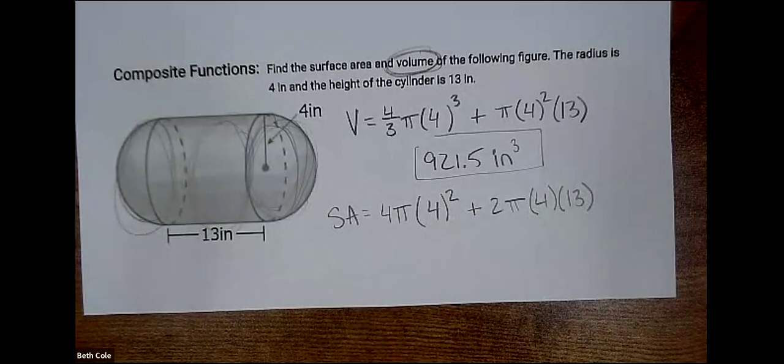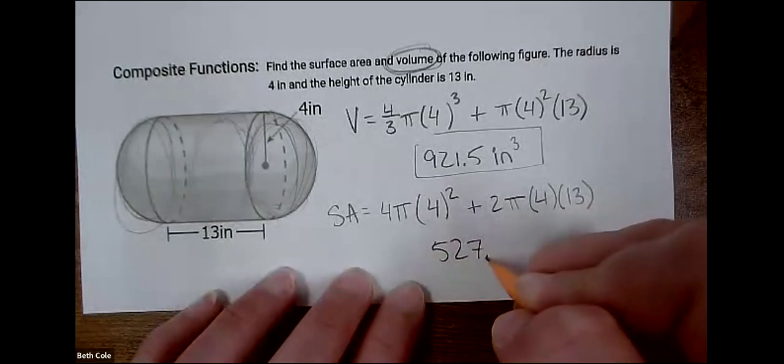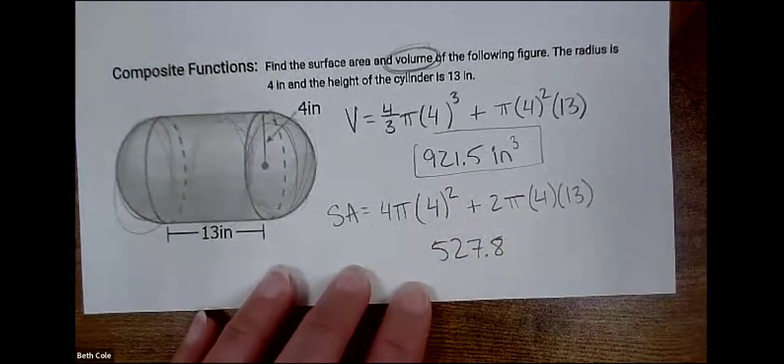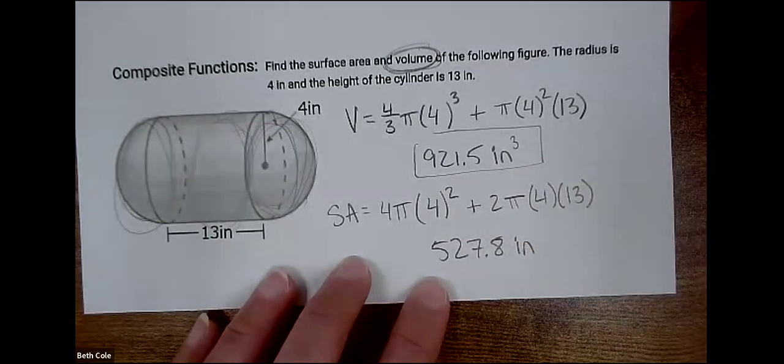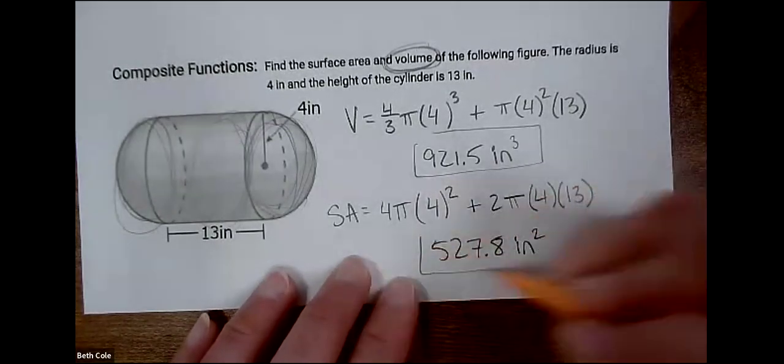All right, stick with me through one more. I'm going to type it in all at the same time. All right, so 4 pi, 4 squared, and then plus 2 pi times 4 times 13. So there we go, 527.8. And that is area, so it's going to be inches squared. Area is squared, volume is cubed.